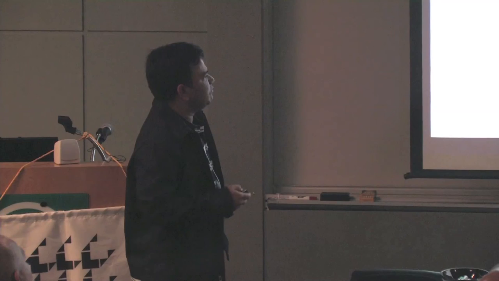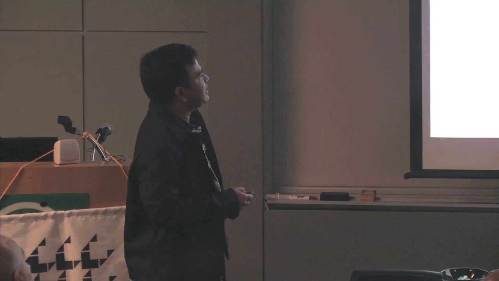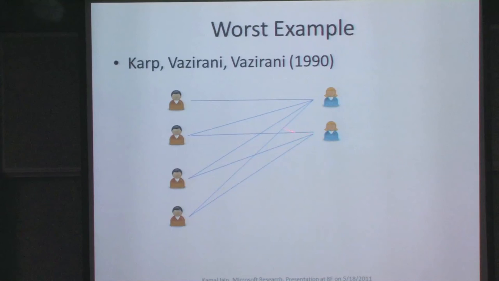Okay, so let me capture the worst case example by a similar differential equation. This is the worst case example given by Karp, Vazirani, Vazirani for their problem. And you can argue that the worst case example will be symmetric. So a girl comes, likes all the boys, whichever boy you map her to, adversarially bring other girls where this boy is excluded.